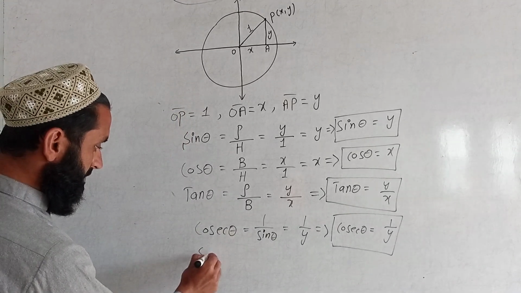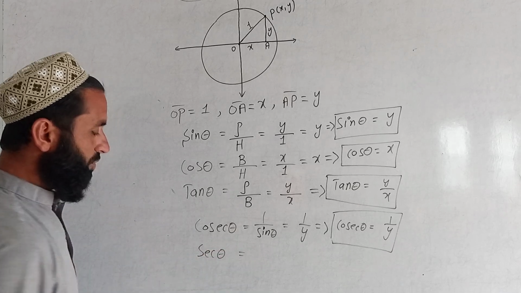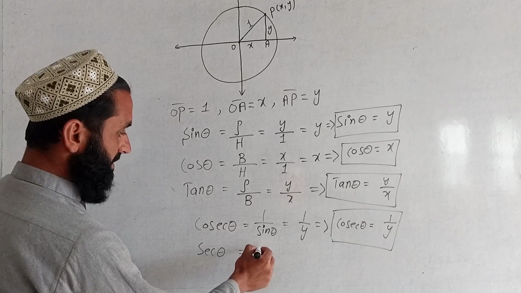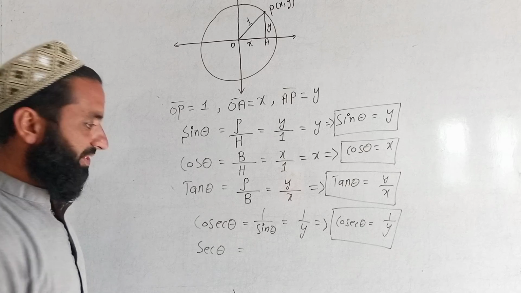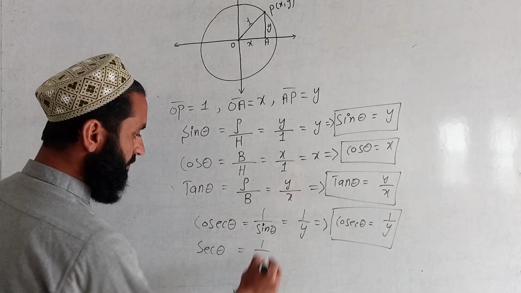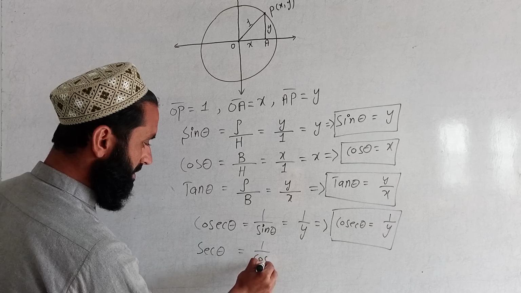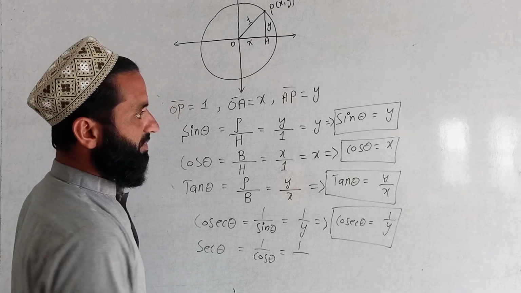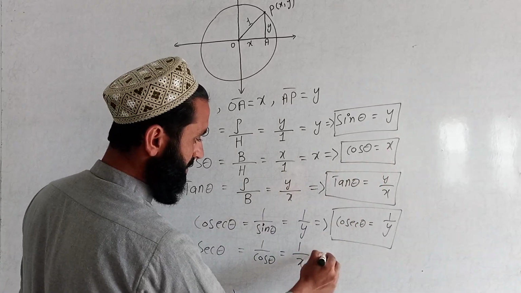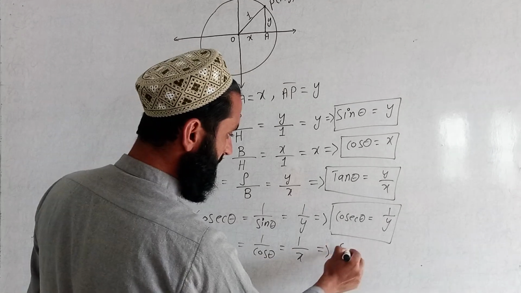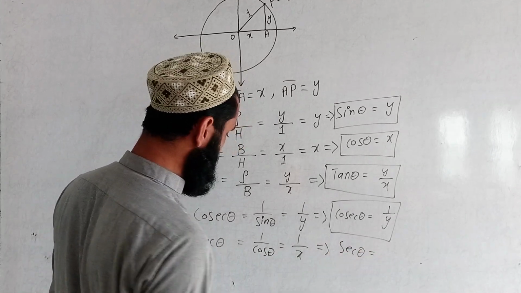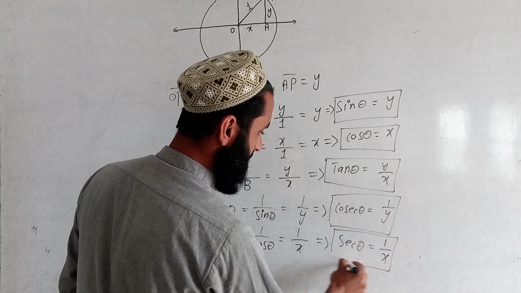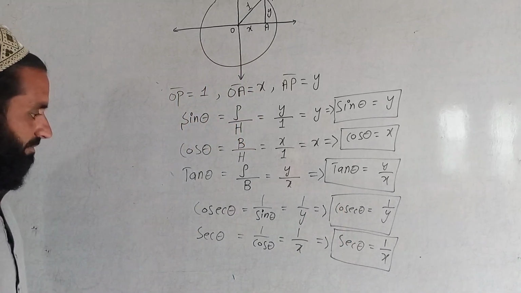Then secant theta is the inverse of cos theta. So secant theta is equal to 1 divided by cos theta. So this implies that 1 divided by cos theta is equal to 1 divided by x. So secant theta is equal to 1 divided by x.